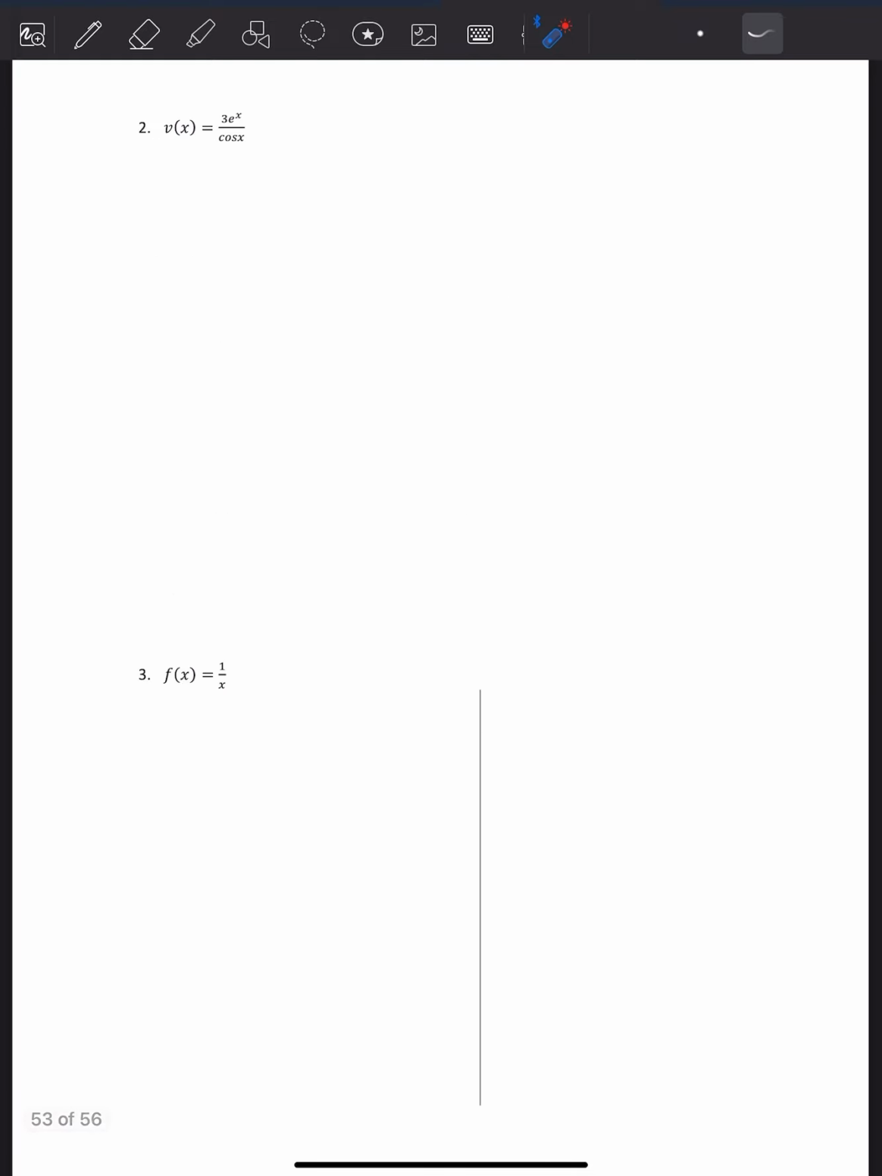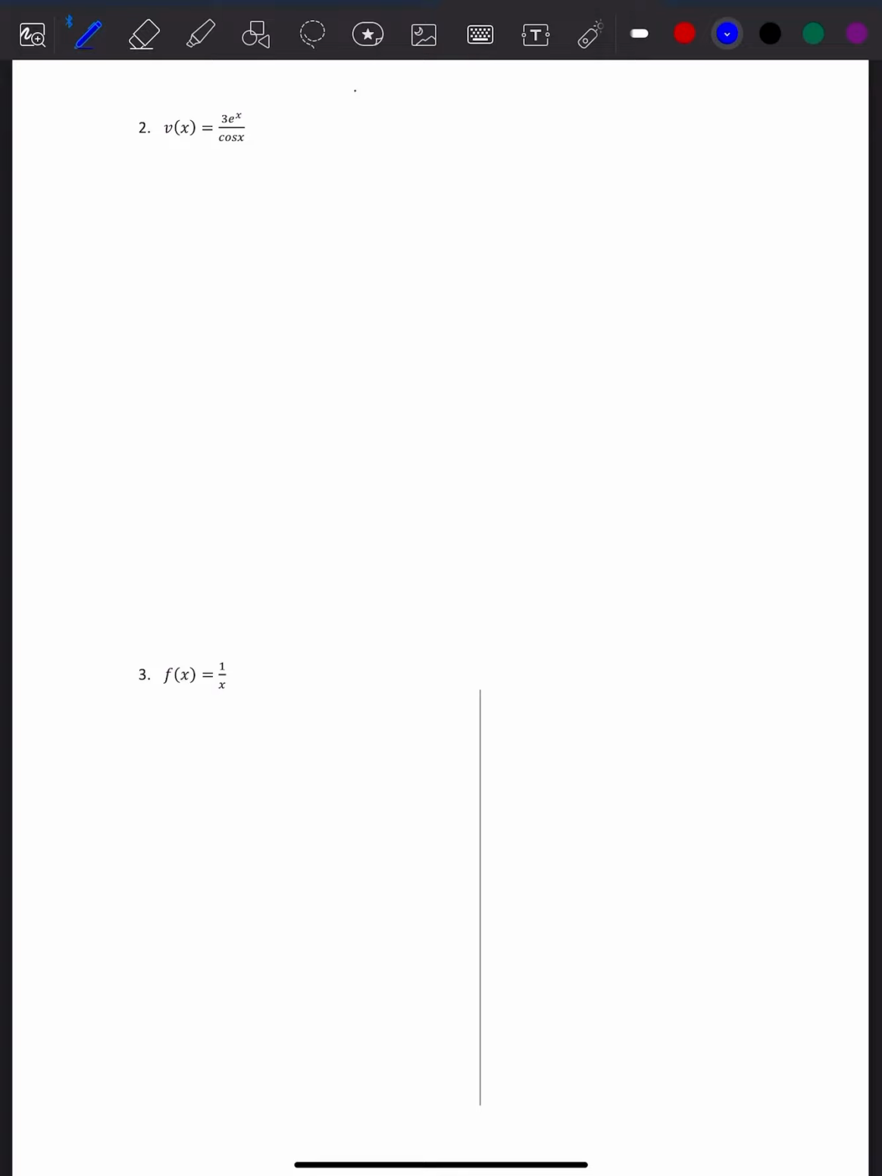Okay, we have v of x is equal to 3e to the x divided by cosine. So once we get to things that are more than just an x in the denominator, we have to use quotient rule no matter what. Unlike product rule where we could potentially multiply some stuff out, we have to absolutely use quotient rule anytime we have more than just an x to a power, even if it's added or subtracted to. So we have to do something with this.